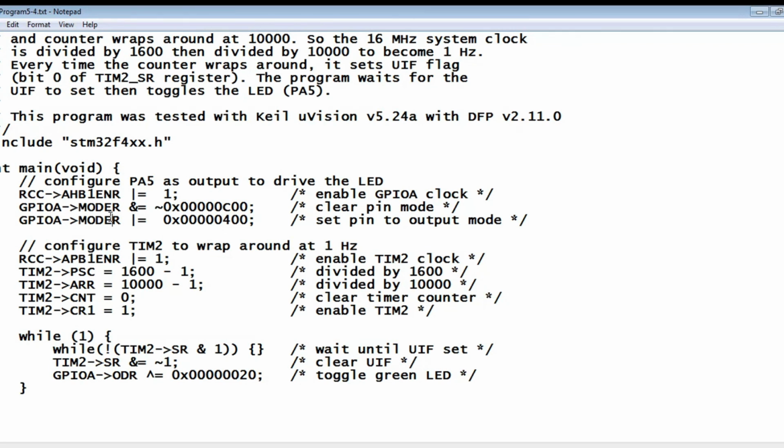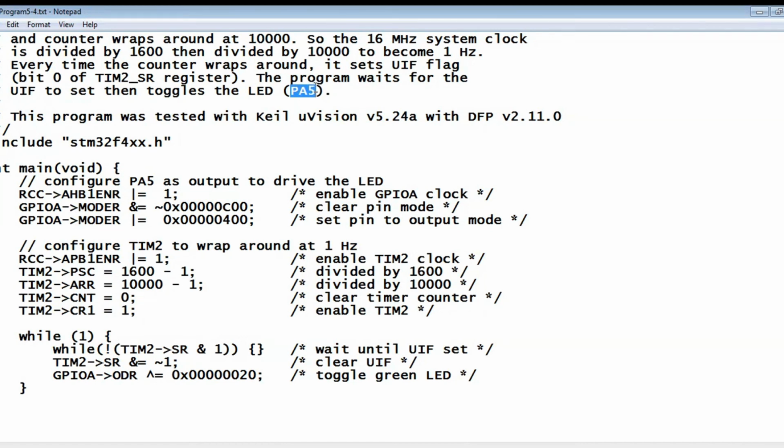If you are writing 01, you will be configuring it as output. 10 means alternate functionality will be configured. So if you want to configure PA5, you need to configure bit number 11 and 10. Bit number 11 and 10 is used for configuring PA5. And what value should you write to bit number 11 and 10? 01.